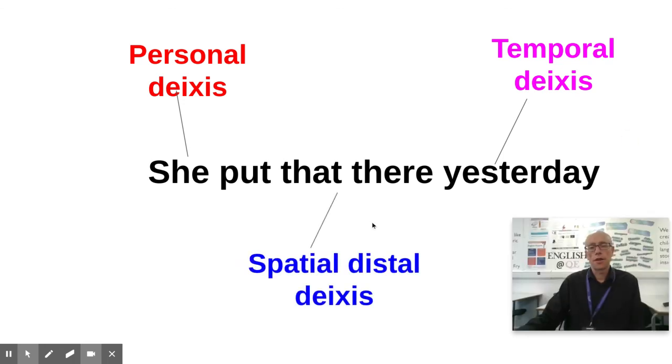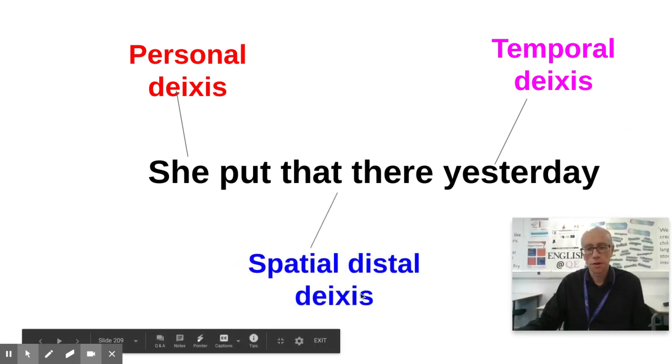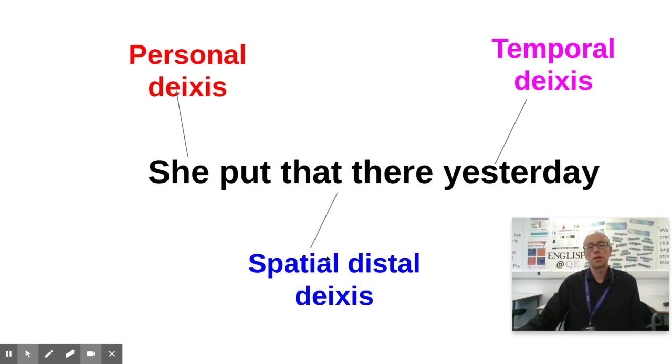And then we've got that there. So we've got some spatial deixis. So there, the adverb, is spatial deixis, and that, which is distal. So spatial distal deixis. So these are useful terms to apply when you're looking at transcripts.